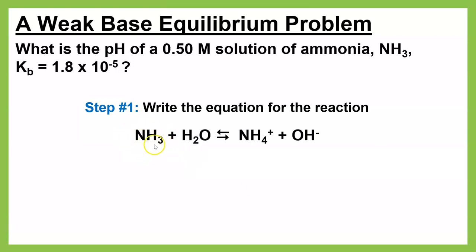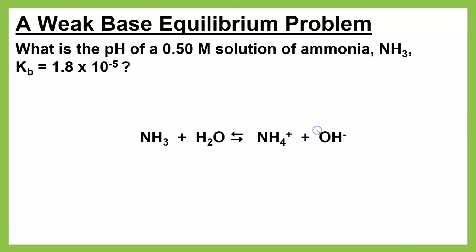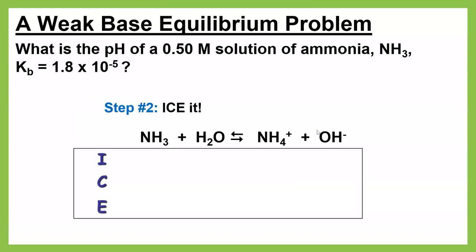So here is my base. This is the conjugate acid. Water was functioning as an acid, and you can see here is the conjugate base. Now we need to do an ICE table. Why don't you pause and try to plug in all your values?